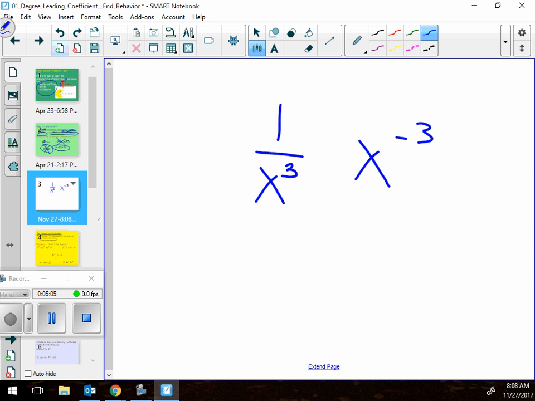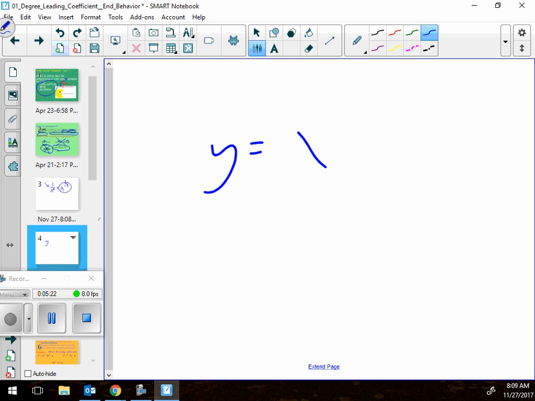So this is not a polynomial because it's two things. It's got division in it, and this is the same as this. Or you could say, well, this one doesn't have division, but it has a negative exponent. So also, it's out. So here's the question then. Polynomial or not? Is it a polynomial?